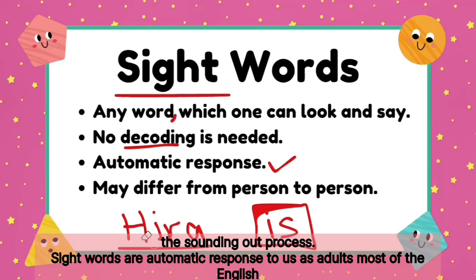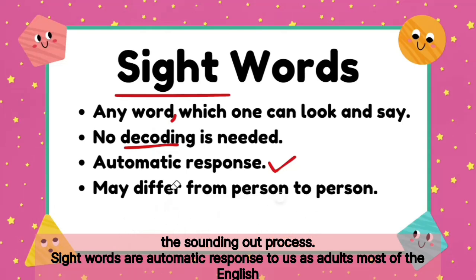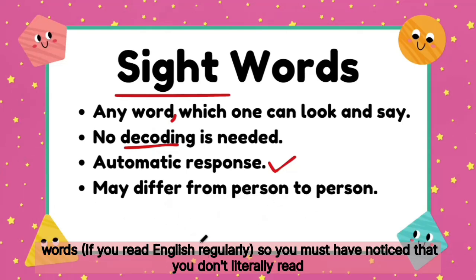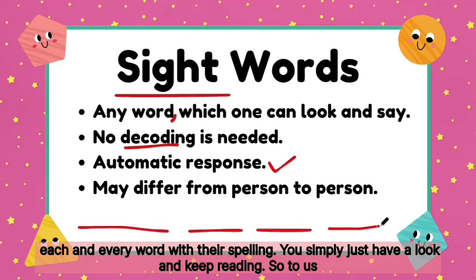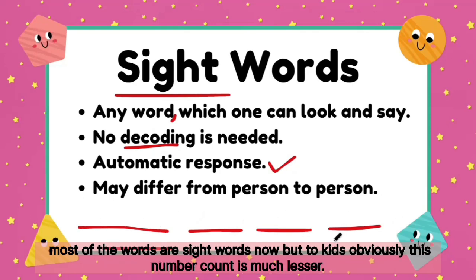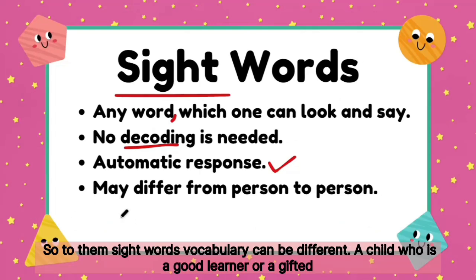To us as adults, with most English words, if we read English regularly, you must have noticed that you don't literally read each and every word with its spelling. You simply have a look and keep reading. So to us, most of the words are sight words now, but to kids, obviously, this count is much lesser. So to them, the sight word vocabulary can be different.